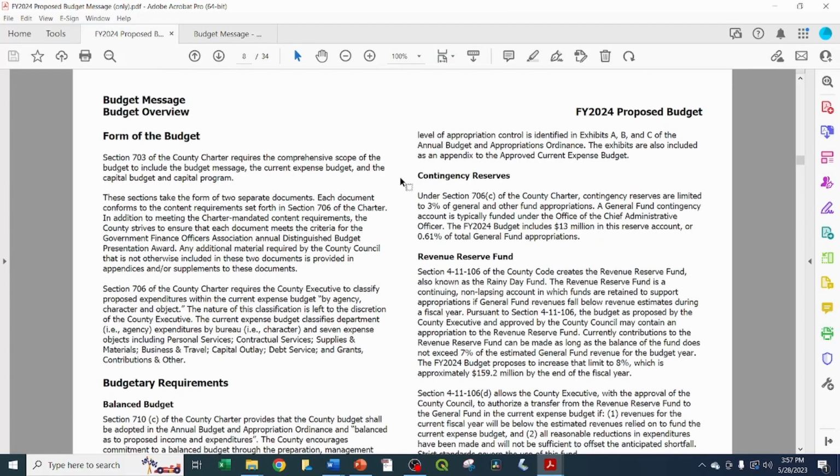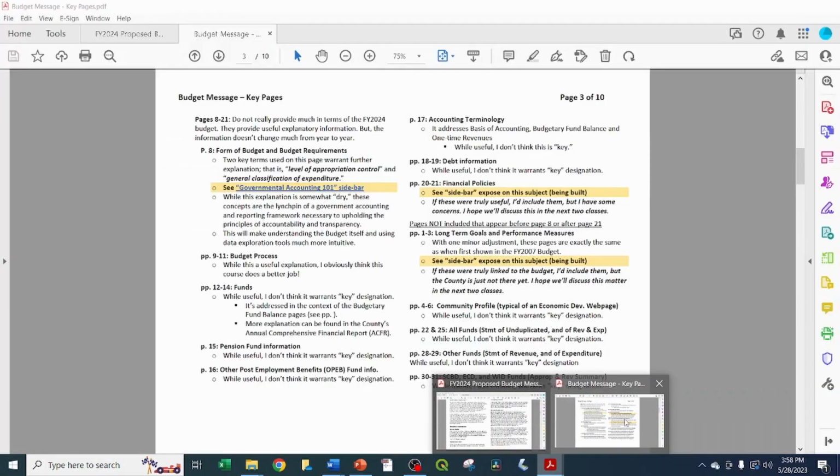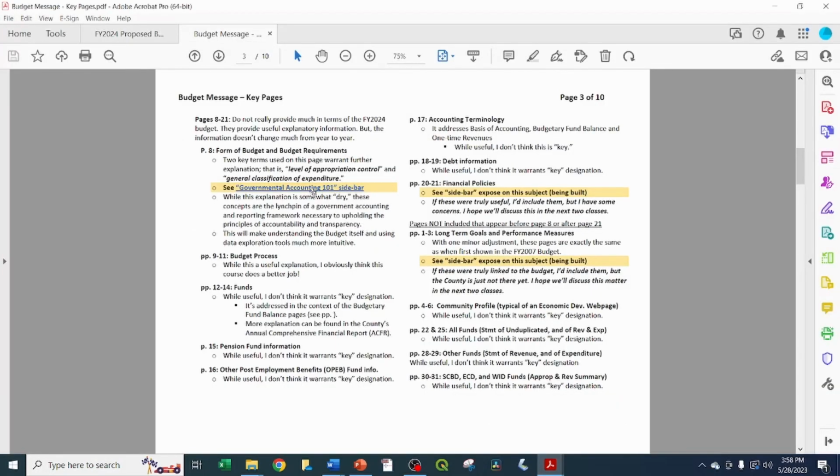Two key terms are used on this page that warrant further explanation. That is the level of appropriation control and the general classification of expenditures. To explain that, I've got a little sidebar presentation that we're going to play now.